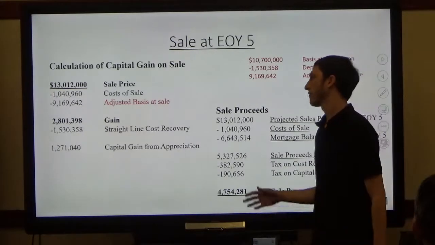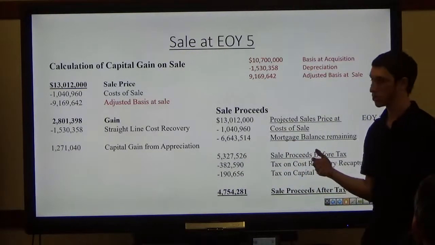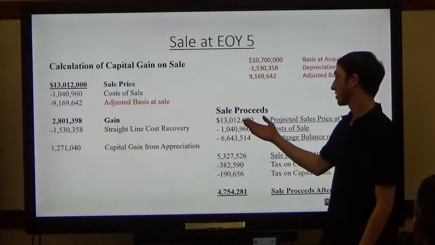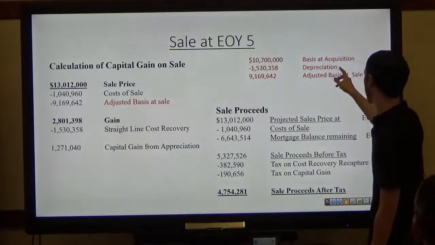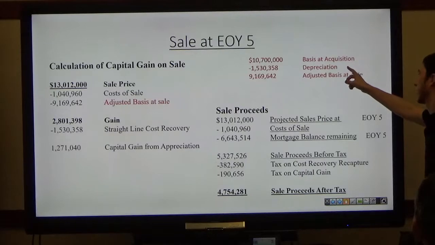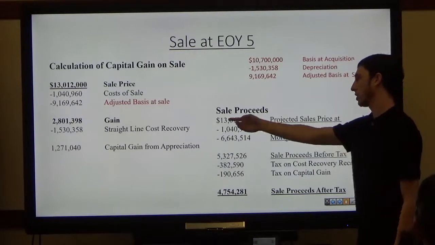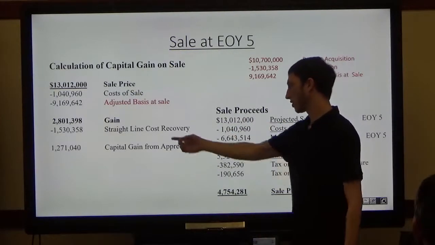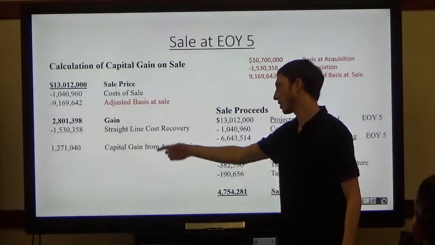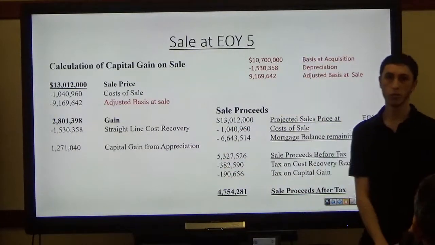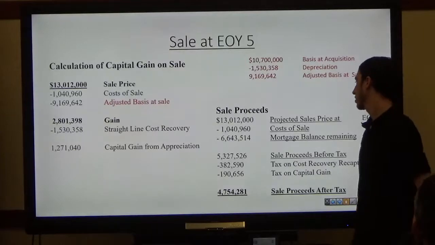This is the sale at the end of year 5, just so you can see basically your gains or your losses here. For this situation, this is why I wanted to talk about your basis of acquisition, because it's very important. With the depreciation, you can get your gain or losses. Here you have obviously almost $3 million gain and a 1.2 million gain from appreciation.